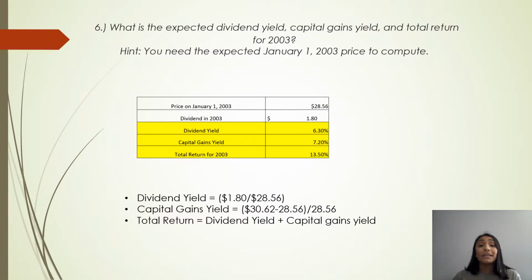For question 6, what is the expected dividend yield, capital gains yield, and total return for 2003? For this, I used the information given and the dividends in 2003. I divided that by the price per share on January 1st, and I got 1.80. For capital gains, I used price 1, subtracted price 2, then divided by price to get a total of 7.20%. Then I added the dividend yield and capital gains yield to get the total return for 2003 of 13.50%.